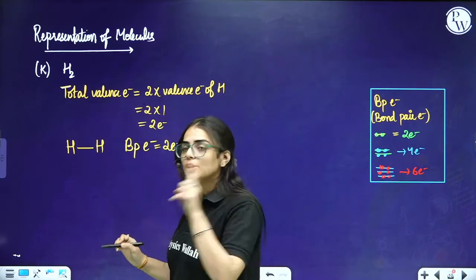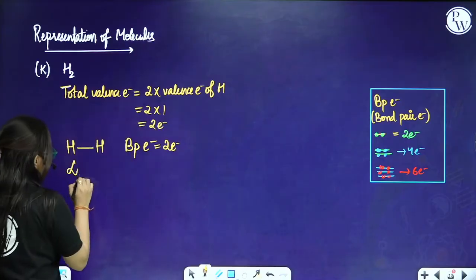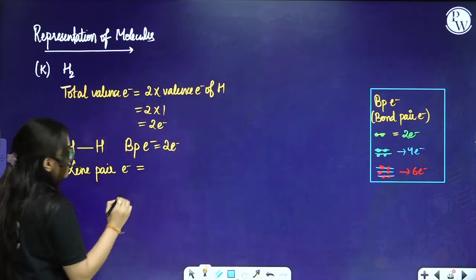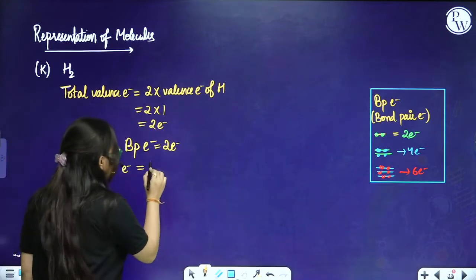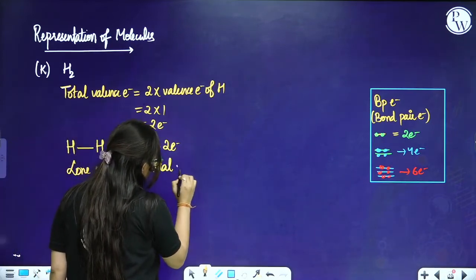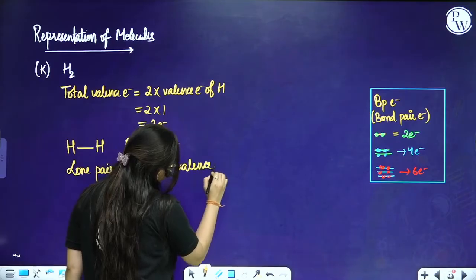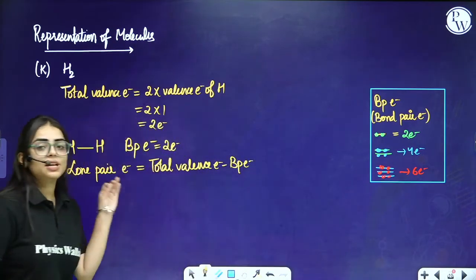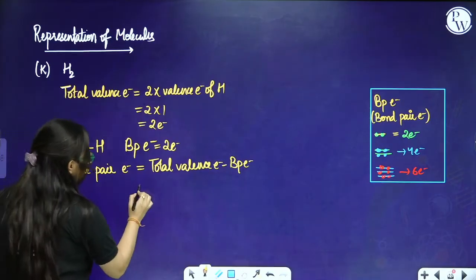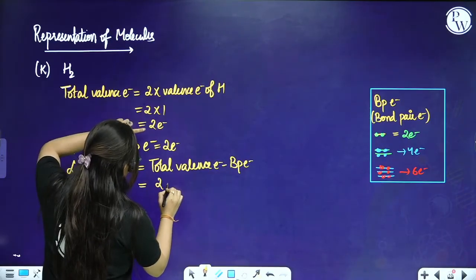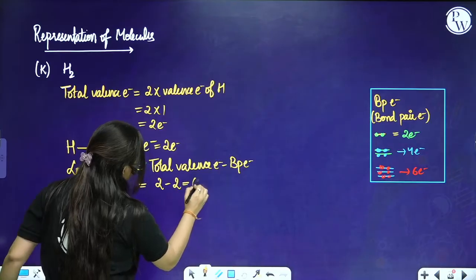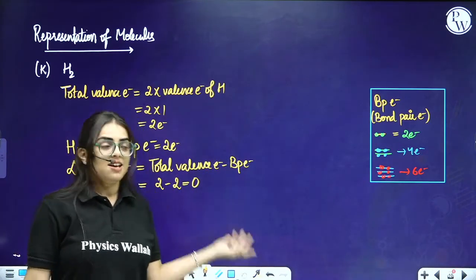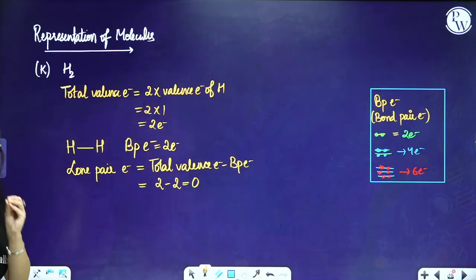Now calculate lone pair electrons. How will you calculate it? Lone pair electrons equal total valence electrons minus bond pair electrons. What are total valence electrons? 2. What are bond pair electrons? 2. So lone pair comes out to be 0. That means there are no extra electrons present over there, so this structure is complete.